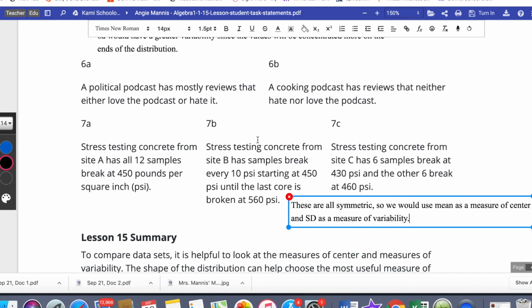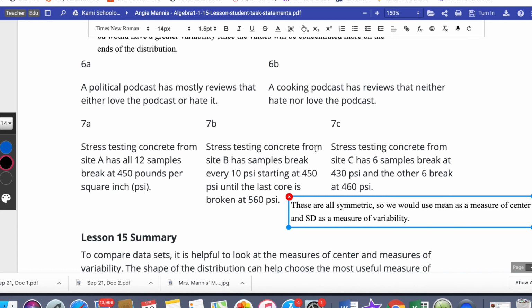As far as variability, since site A, they're all the same, so they're going to have a standard deviation of 0. Site C is all going to be within 15 psi from the mean because the mean is 445. 430 is the minimum, so that's within 15. 460 is the maximum, so that's going to be within 15.